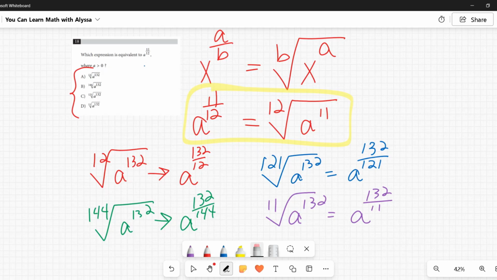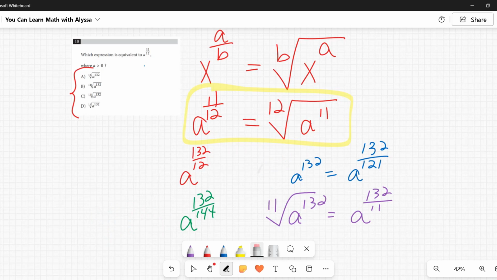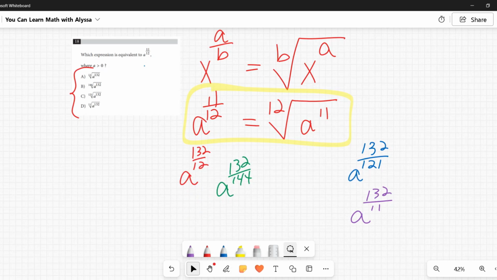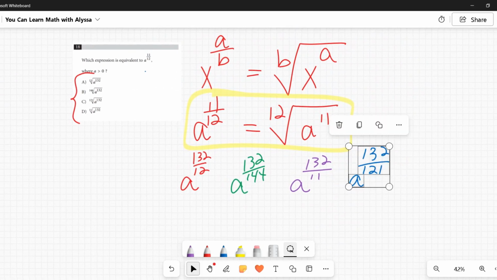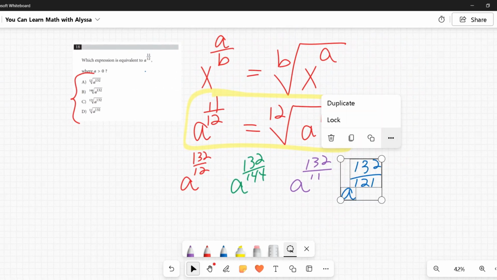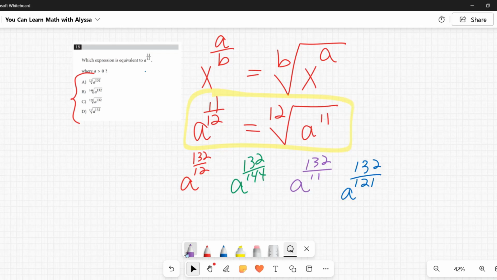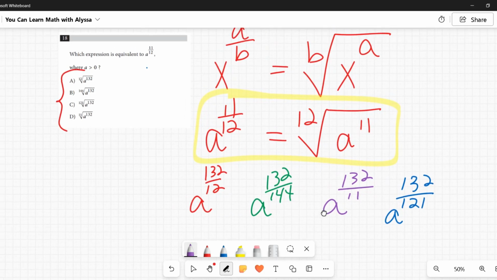Okay, so now we have our 4 fractional exponents, and we need to see which of these is equivalent to a to the power of 11/12. So I'm going to get rid of my roots, so we just have our 4 little ones here. And I'm going to make them all line up here. Nice and pretty. I got there in the end. It somehow worked. All right, there are my 4.